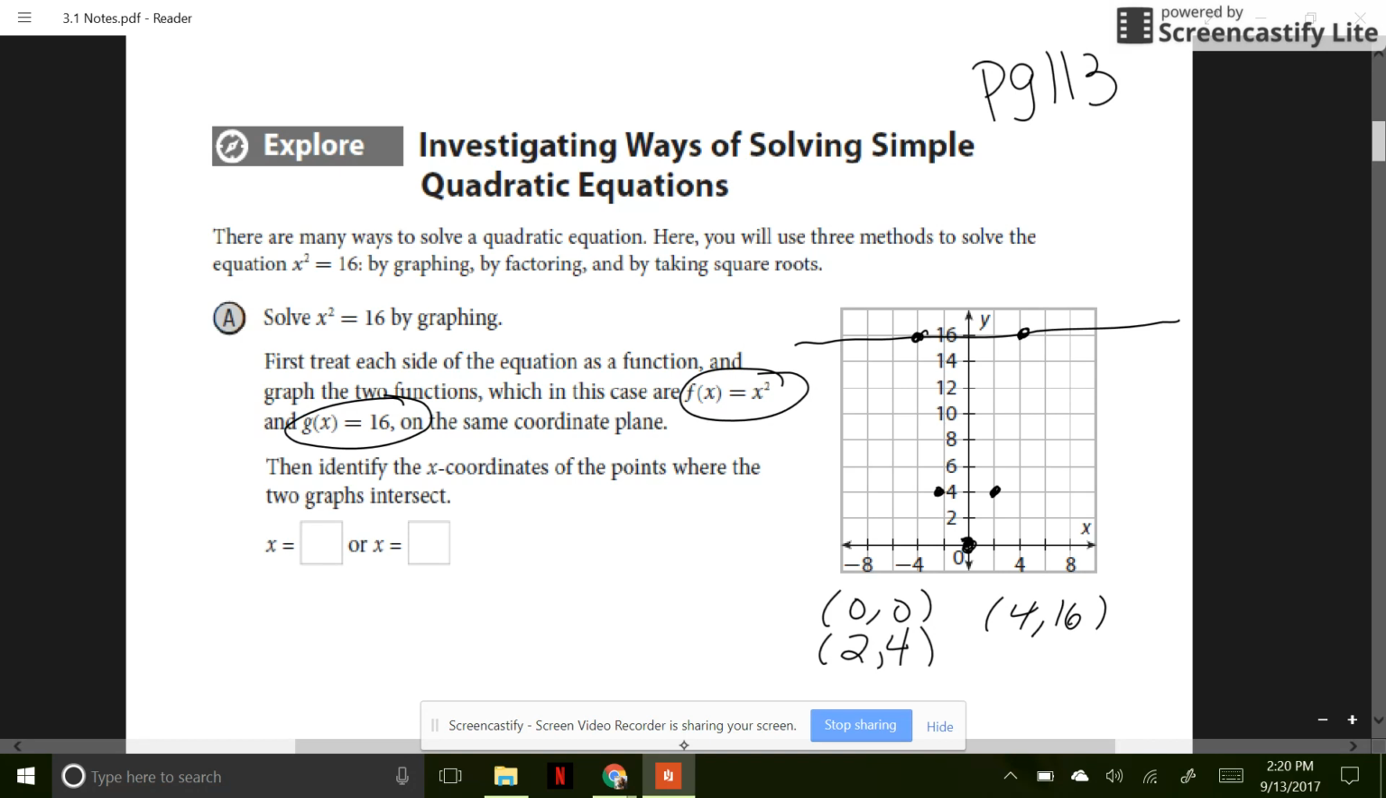So if we're looking where our quadratic intersects that line at 16, well, that's at the points x is negative 4 and x is positive 4.